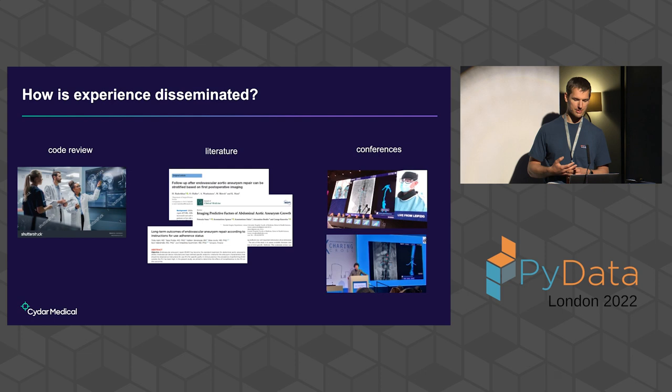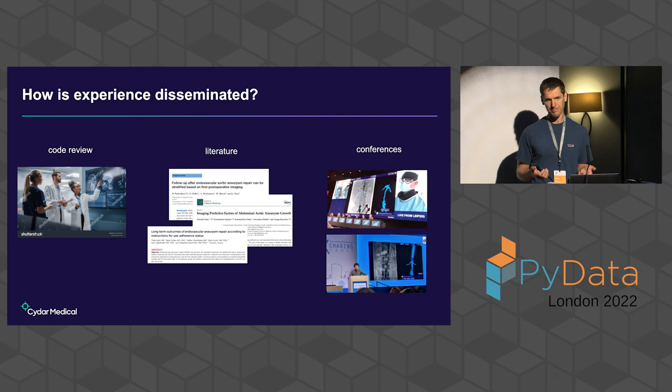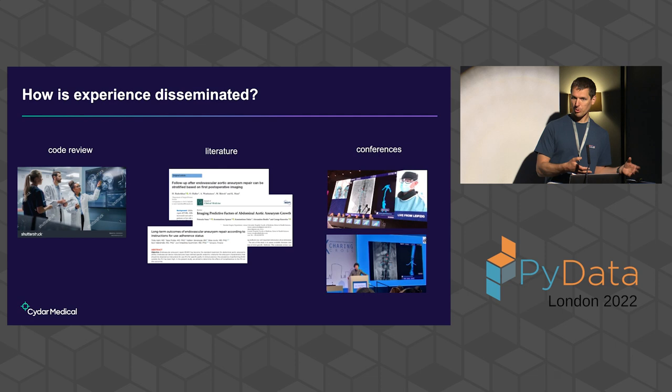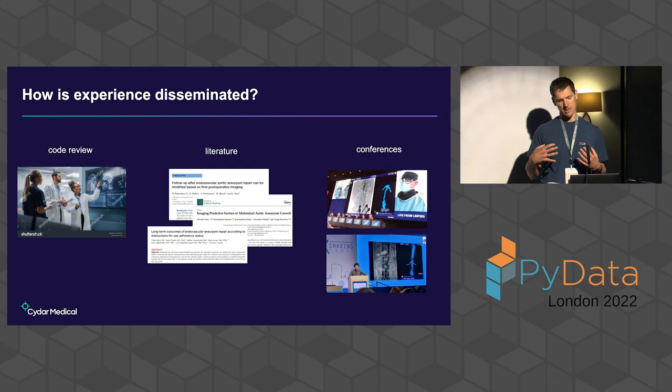So they have something like code review, which would be meetings every few days, I guess, to review previous operations, and more experienced surgeons will share their knowledge and experience with the less experienced ones. That happens within operating teams, within hospitals. There is literature, of course. The most useful from our perspective is when researchers look at large cohorts of patients retrospectively and try to identify causal relationships between what happened during procedure or planning and what the outcomes were.